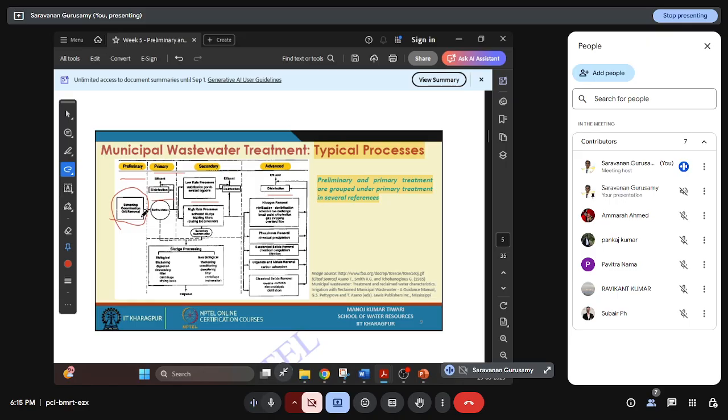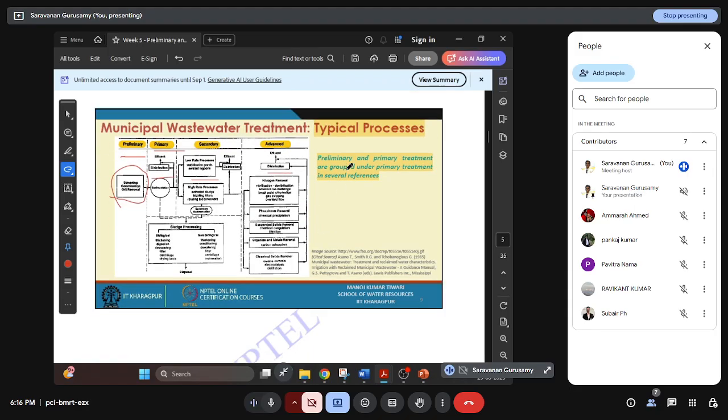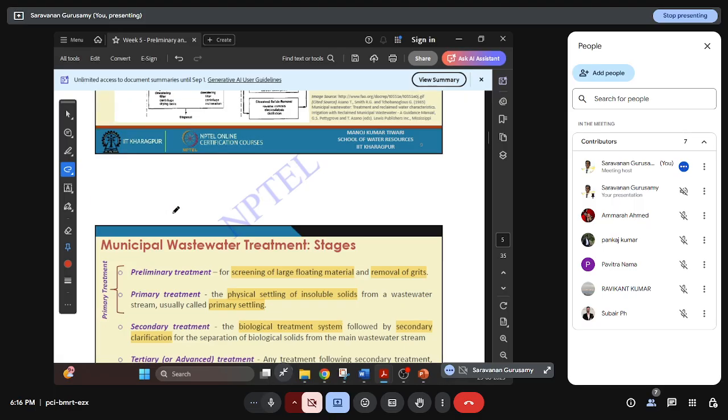If you want to treat only with the primary treatment, you can do sedimentation, do disinfection, and discharge. If you want to do secondary, after secondary you can disinfect and release the effluent. After tertiary also you can do disinfection. So disinfection is mandatory for any purpose. So preliminary and primary treatment are grouped together and called the primary treatment system. All this will come under primary. That is what we are going to discuss today.